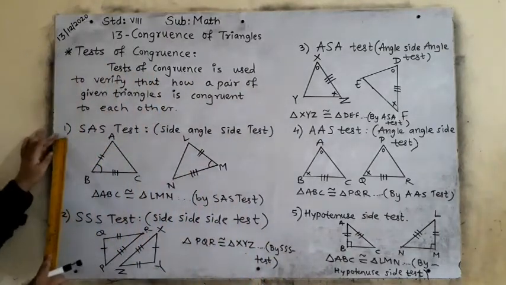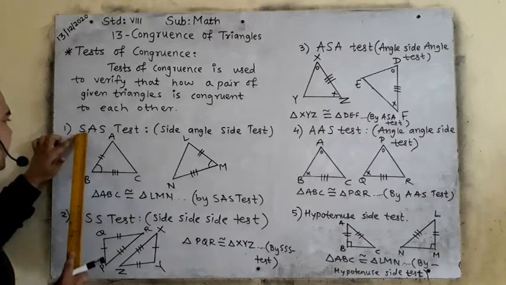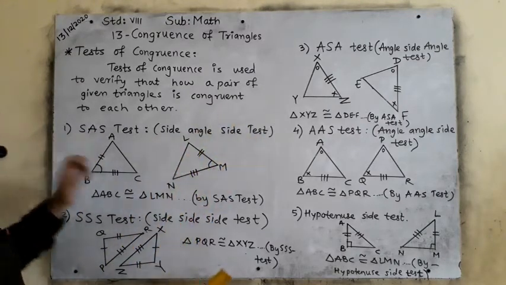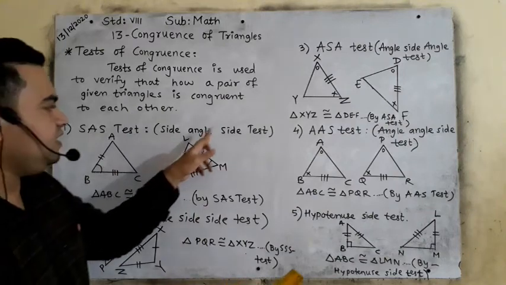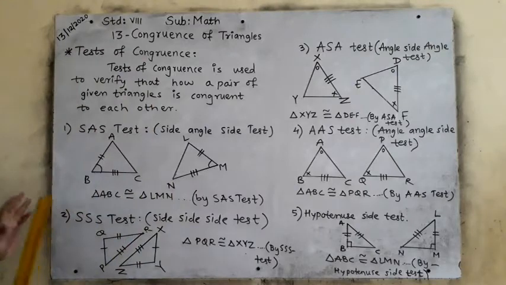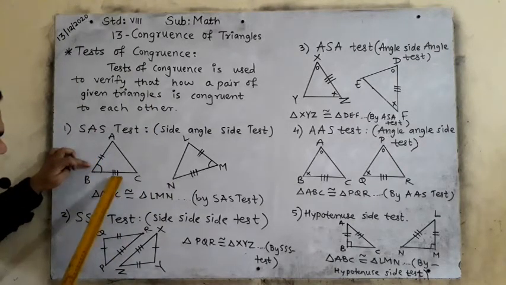See here. The first test is side angle side test. S for side, A for angle. So you see here, side angle side test. It means one side, one angle, and another side will be congruent to each other. See this figure carefully. See the identical marks. These two lines, this angle, these three lines.